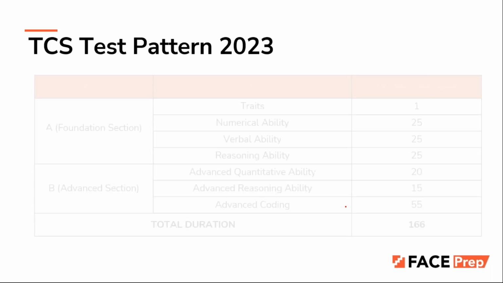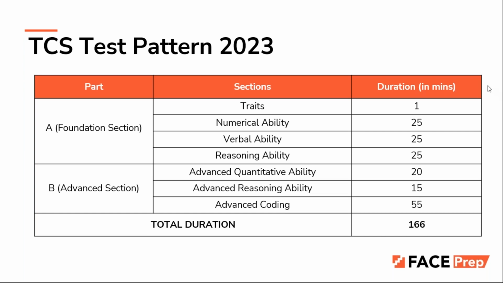So here is your TCS test pattern. We have two sections, that is foundation section and advanced section. Under part A, we have traits, numerical ability, verbal ability, and reasoning ability, each for 25 minutes, and traits in 1 minute. Whereas in advanced section, we have advanced quantitative ability for 20 minutes, reasoning ability for 15 minutes, coding for 55 minutes. Hence the total duration is going to be 166 minutes.